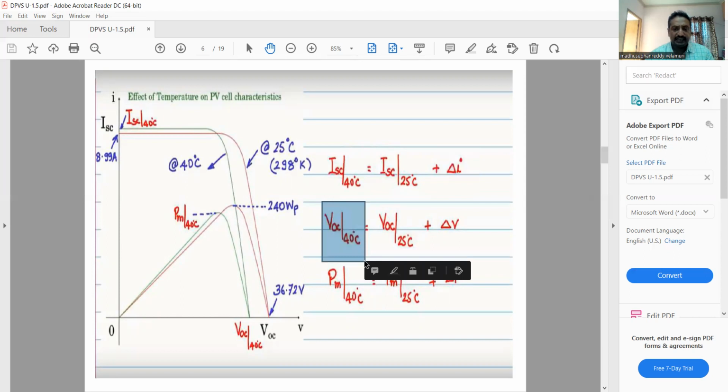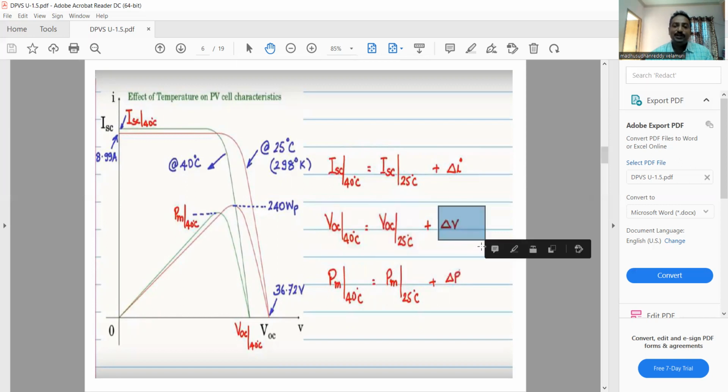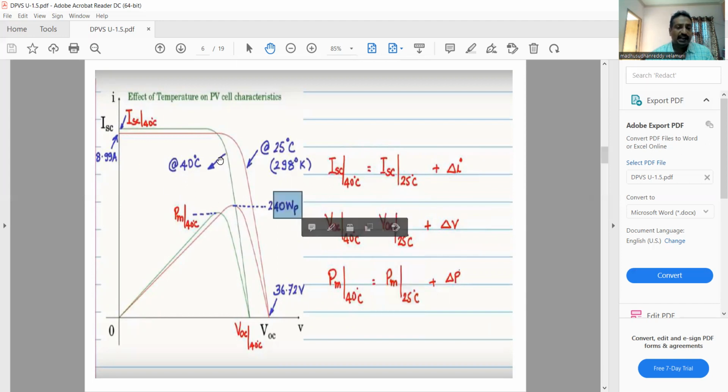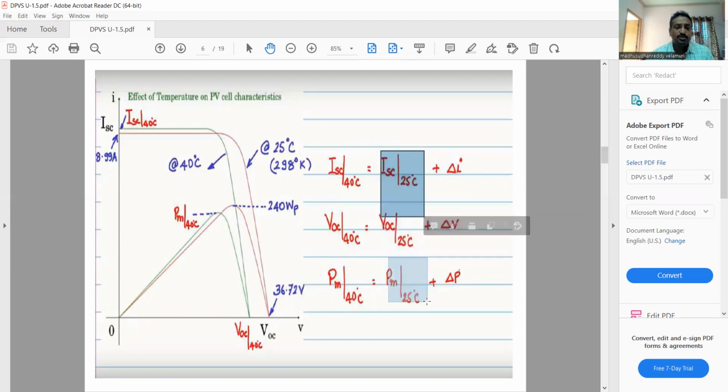Similarly, for VOC at 40 degrees centigrade, we know from the data sheet the VOC at 25 degrees centigrade. Now we want to evaluate delta V. What is the change in voltage? Similarly, I want to calculate PM at 40 degrees centigrade. You know the PM at 25 degrees centigrade from the nameplate details: 240 watts, at 298 degrees Kelvin, 25 degrees centigrade. So these are the values: 36.72 volts, 8.99 amperes, and 240 watts.